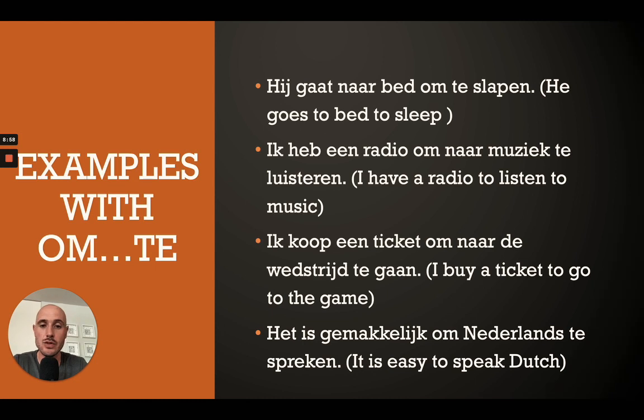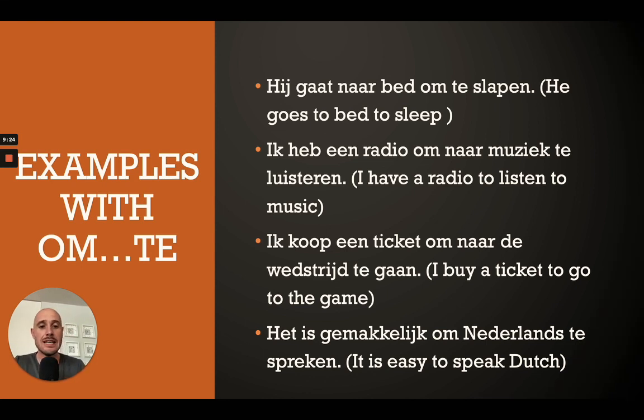Om te together. Ik heb een radio om naar muziek te luisteren. I have a radio to listen to music. Om, and then preposition naar. Muziek will be your noun. So preposition and naar are different word types. They're not your verb, so they have to be between om and te. And then luisteren is your main verb, and it goes at the end. I have a radio to listen to music.